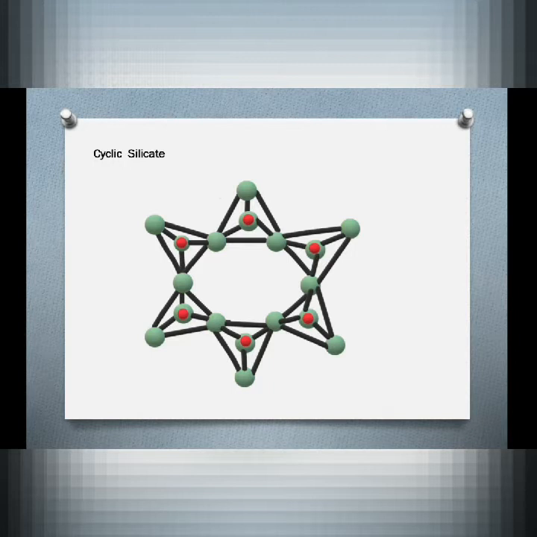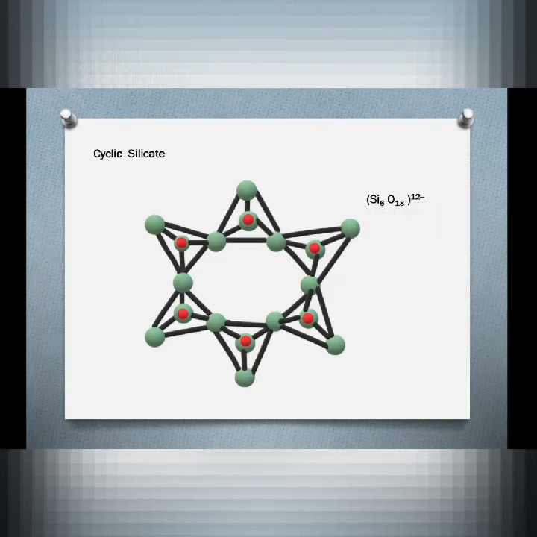It is also the same as the cyclic silicate formed by 3 tetrahedral units, and here only the number of tetrahedral units is changed, that is here 6, and the formula will be SiO3 into 6, and the negative charge will be 2 from each silicate, 2 from each tetrahedral unit, that is 6 into 2, that is 12 minus. Hence the formula will be Si6O18 12 minus.